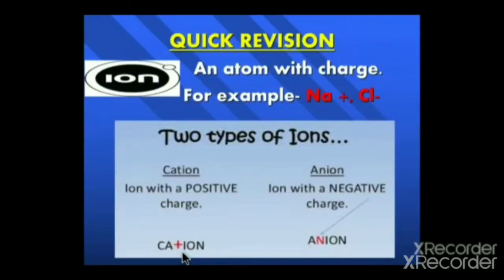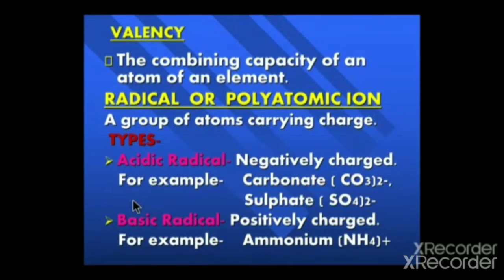Students, for the better understanding of how to write chemical formula of various compounds, let's first recall some important terms. The first one is ion. An atom with charge is known as ion. For example, Na+, Cl-. So ions are of two types, cation, which is having positive charge, and anion, which is having negative charge. Next is valency. Valency is the combining capacity of an atom of an element.